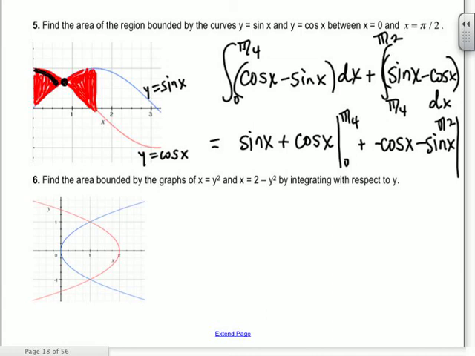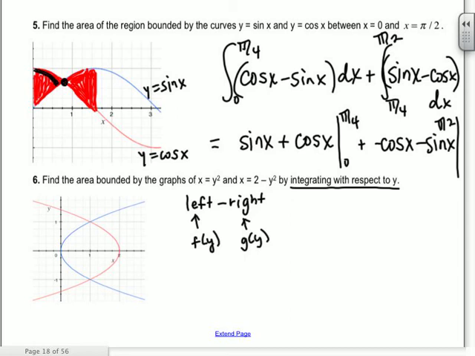So find the area bounded by the graphs of y equals x squared and x equals 2 minus y squared by integrating with respect to y now. Okay, so when you integrate with respect to y, that means you're going to have a left curve minus the right curve. And all of these are going to be functions in terms of y. So you're only going to have y values. You're not going to have x equals.